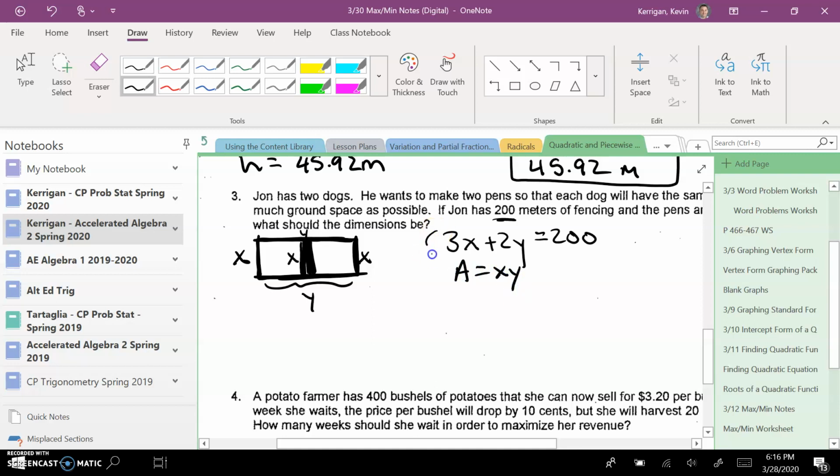And here I have a system again. Now, what am I trying to maximize? I want to maximize the area. So I'm going to take that area equation, solve the perimeter one either for X or Y, and then just plug it right into the area equation. So in terms of doing that, I'm going to say take the perimeter one, I'm going to solve it for Y.